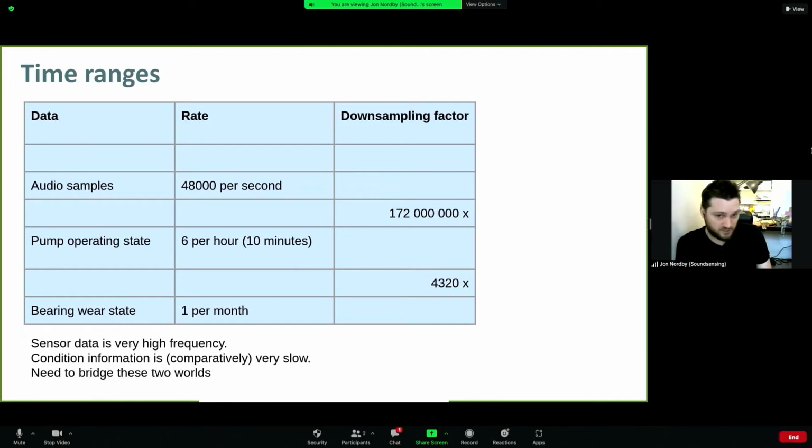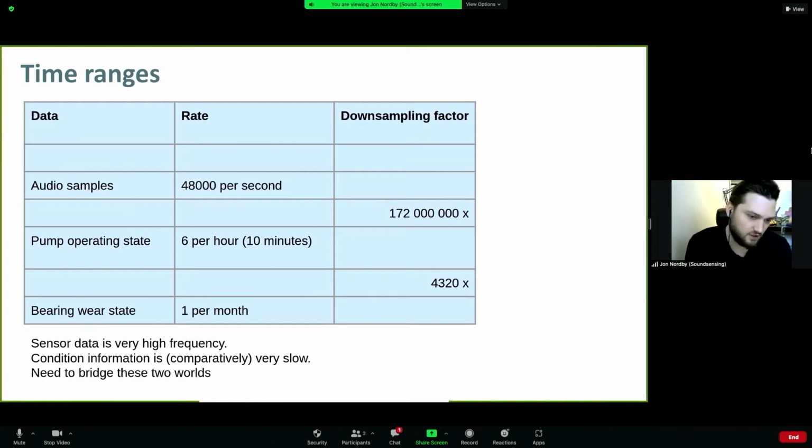Neither the millisecond nor even the second. In the scenarios we are operating in, if we can alert people within 10 minutes or even 30 minutes after something is starting to happen or has happened, that is already great. So the output of our system is much lower. That's a downsampling factor of 172 million times. So we need to do that in a smart way that provides the information and processes the data efficiently.